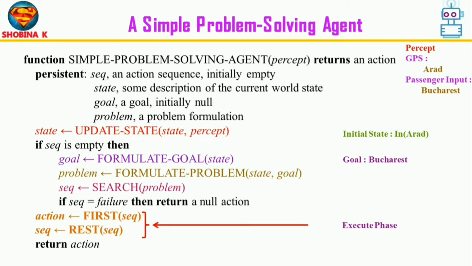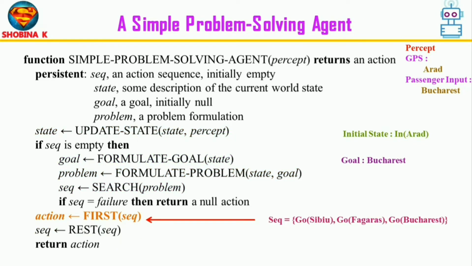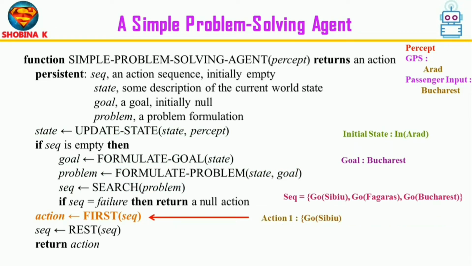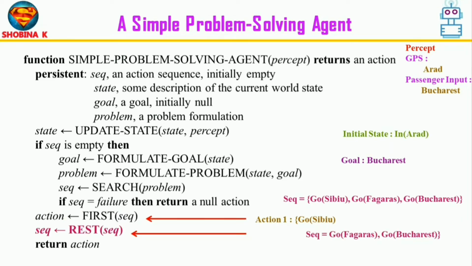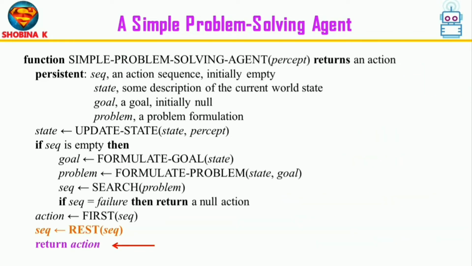Now we need to execute this sequence of actions. For that, we will take the first item from the sequence. There are 3 items in the sequence. We will take the first action, which is go to Sibiu. In the next line, we take the rest of the sequence, which means we discard the first and take whatever is the rest, and assign it to the sequence. The sequence will be assigned a new value: go Sibiu will be deleted, and go Fagaras and go Bucharest will remain in the list. That's what we will have after this line. Now this action will be returned, that is, the action will be performed by the actuators.